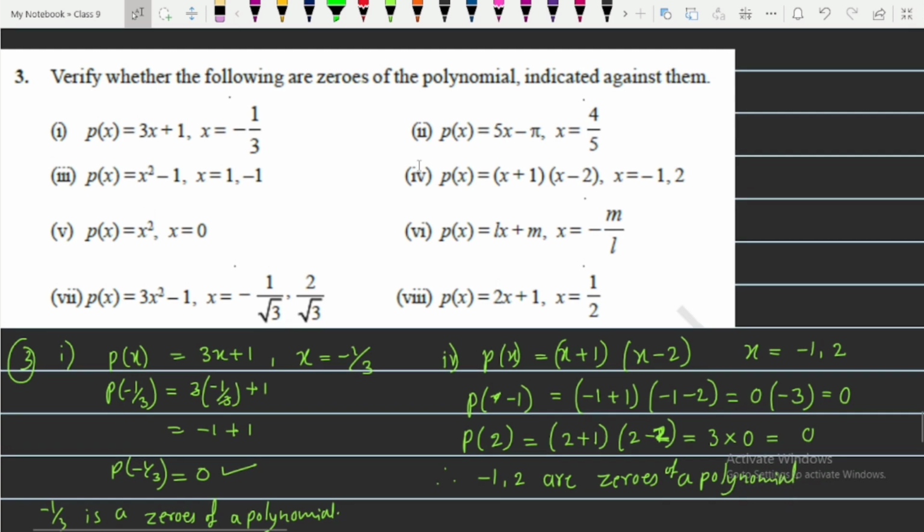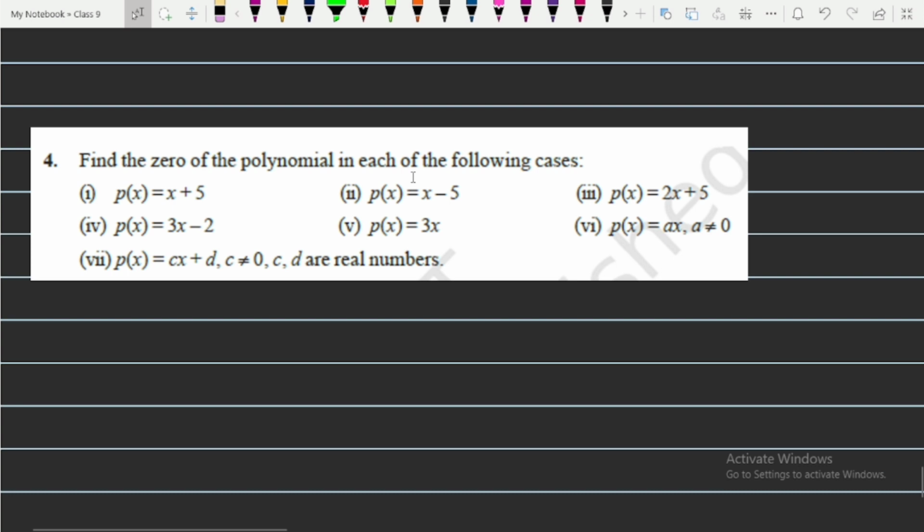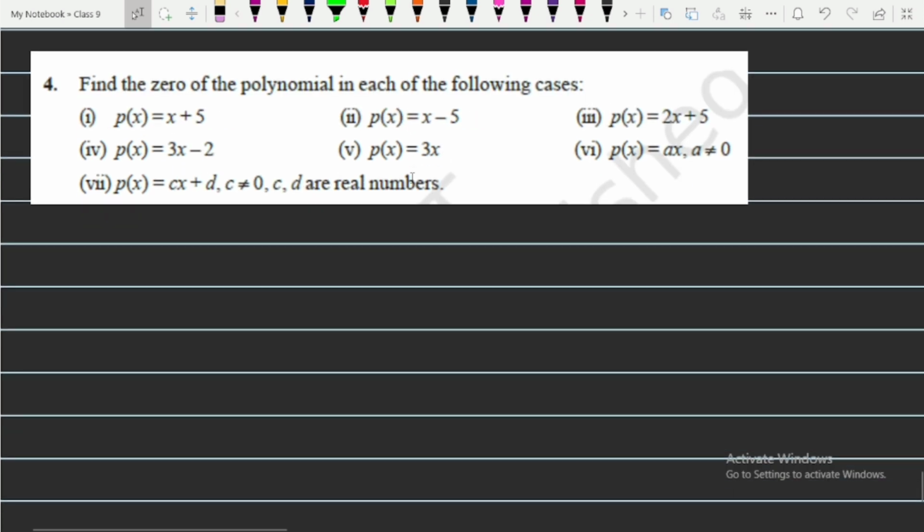Yes, right. In the next question, here they have given the polynomials and we have to find the zeros of the given polynomial, right? So question number 4, yes, in that we'll take the first question. Find the zero of the polynomial in each of the following cases. So question number 1, we'll take p of x equal to x plus 5. To find the zeros we have to equate the given polynomial equal to 0.